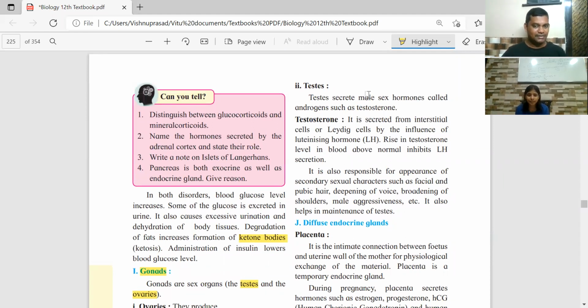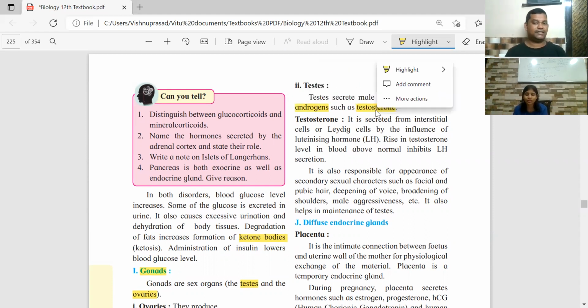In the males, the testis produces the male sex hormone called testosterone. The group of male sex hormones are called androgens, and testosterone is an example of that. When we learn about the histology of the testis, we will see that there are interstitial cells, also called the cells of Leydig. Right now we are not going into the anatomy of the testis. The Leydig cells in the testes produce testosterone.